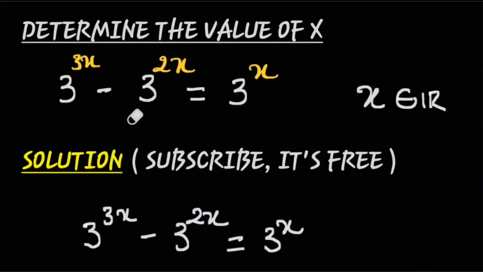So today we have a very nice math problem here. 3 to the power of 3x minus 3 to the power of 2x is equal to 3 to the power of x. So we're looking for the value of x here, and note that x is a real number.